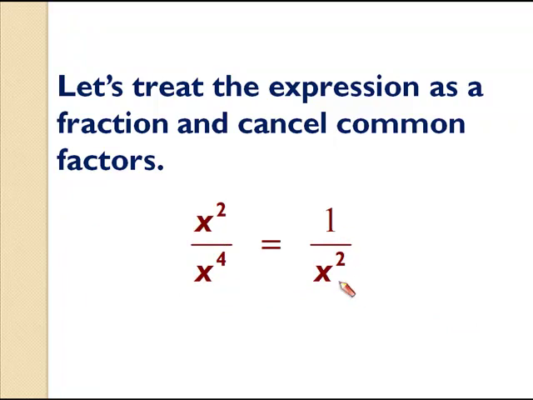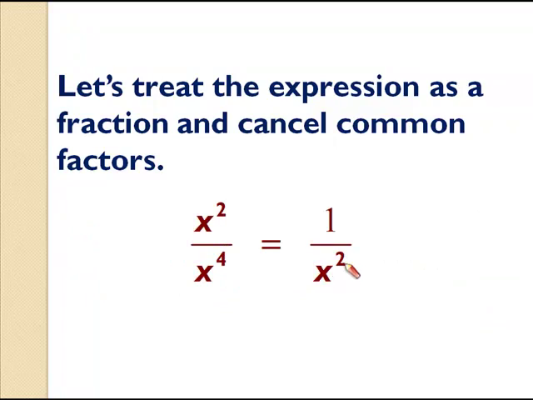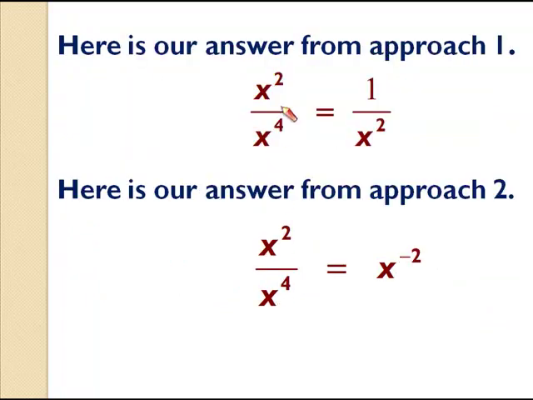Where did the 1 over x squared come from? Well, at the top, the numerator here, we're going to be left with 1. And the denominator, we have x times x, which is x squared. So you can see that from our approach 1, x squared divided by x to the fourth equals 1 over x squared. And our second approach gave us x squared divided by x to the fourth equals x to the negative 2. So you can see that these two answers are equivalent.